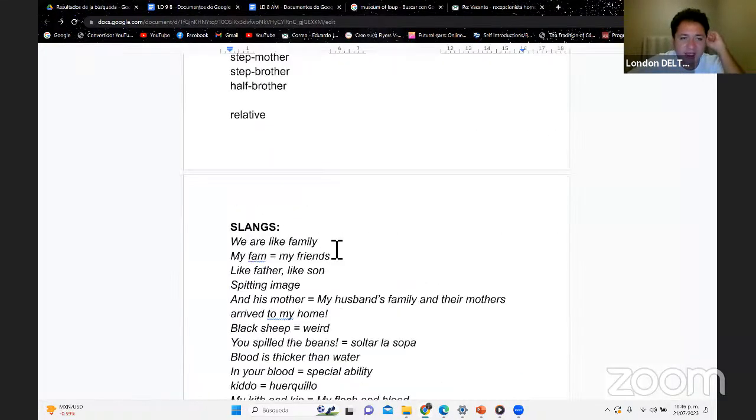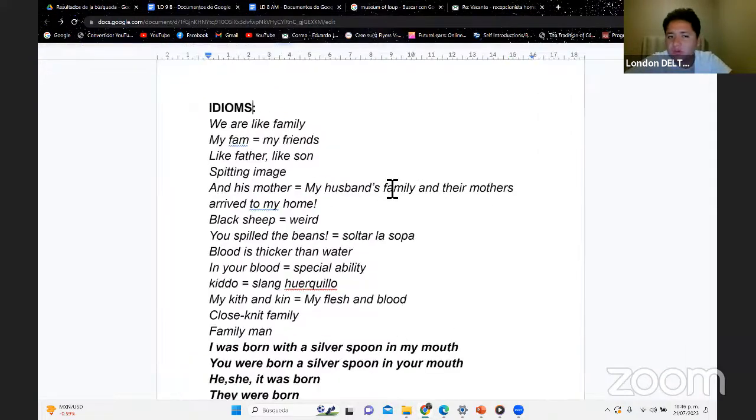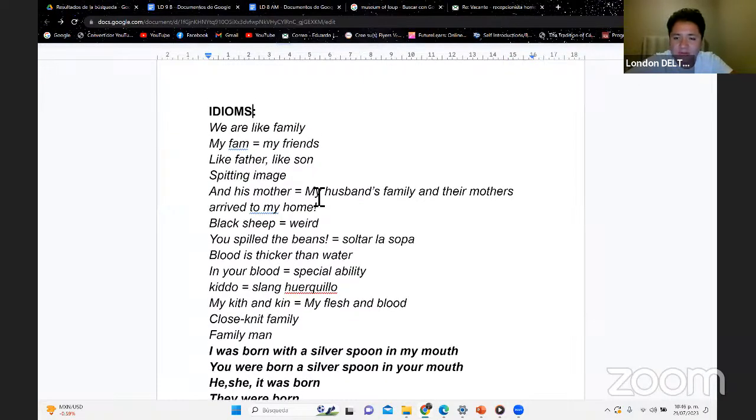Okay. So, do you have any questions about these slangs, these expressions? Estas expresiones se llaman más correctamente slangs or idioms. Me diría que son más idioms que slangs, pero sí. Bueno, este de kiddo, ese sería un slang. Y esos serían más como idioms. Idioms son solamente expresiones coloquiales, modismos. Okay, any questions about these idioms?